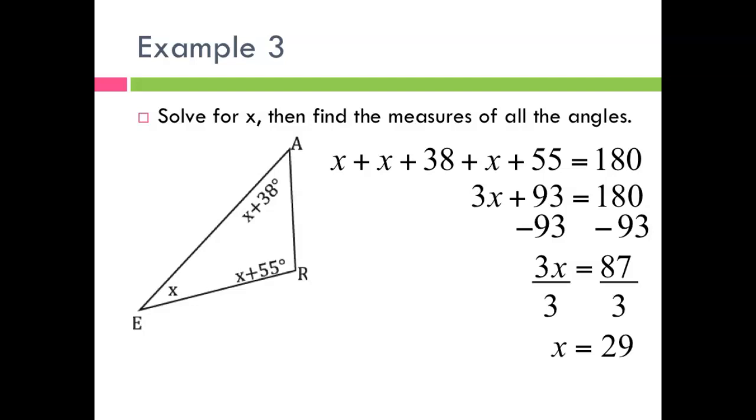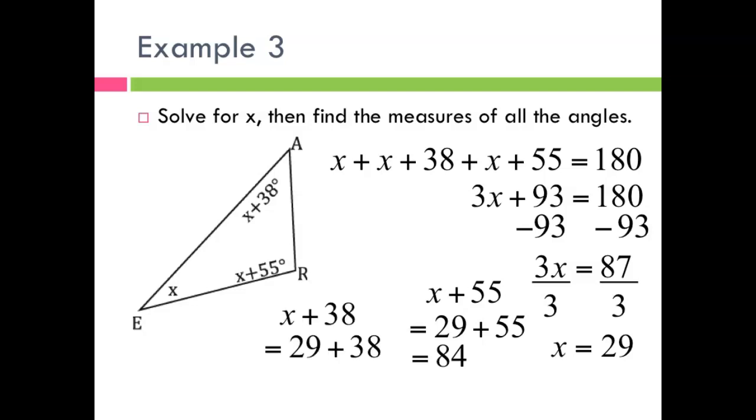Now, we know what x is, so we did that first part, solve for x. Then find the measures of all the angles. So now to find the other angle measures, we have to substitute 29 back in for x. For example, x plus 55, we substitute 29 in there, so 29 plus 55, which is equal to 84. And then we do the same thing with x plus 38. So we have 29 plus 38, which is equal to 67. So the measures of all the angles are 29, 84, and 67, and x is equal to 29.